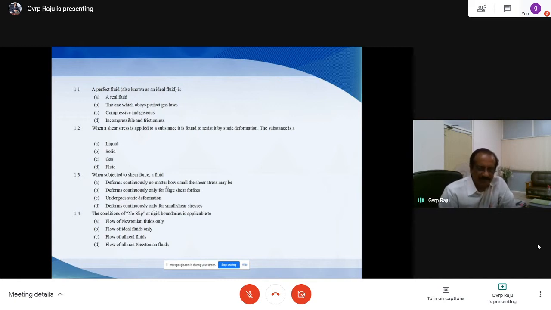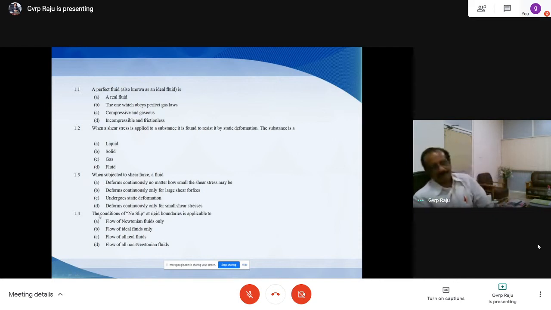But with the 'only' here, this is wrong. So the answer A is deforms continuously no matter how small the shear stress may be. That means again this is the fundamental definition. What we discussed yesterday is that a fluid substance is capable of flowing, and with the application of shear stress we have a continuous deformation. That is, this answer is from the fundamental definition. So the answer for 1.3 is A.